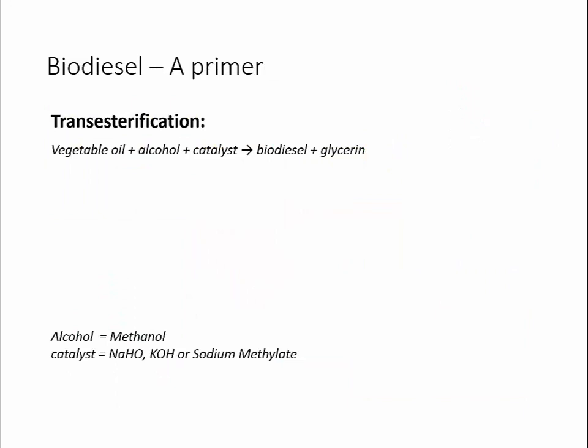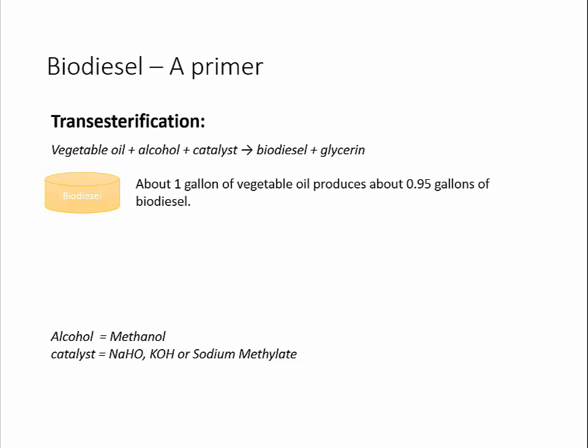Transesterification is a fairly simple chemical process where you take vegetable oil and add alcohol and a catalyst, and what you get is glycerin and biodiesel. About 1 gallon of vegetable oil produces about 0.95 gallons of biodiesel, so it's almost a 1-to-1 ratio.